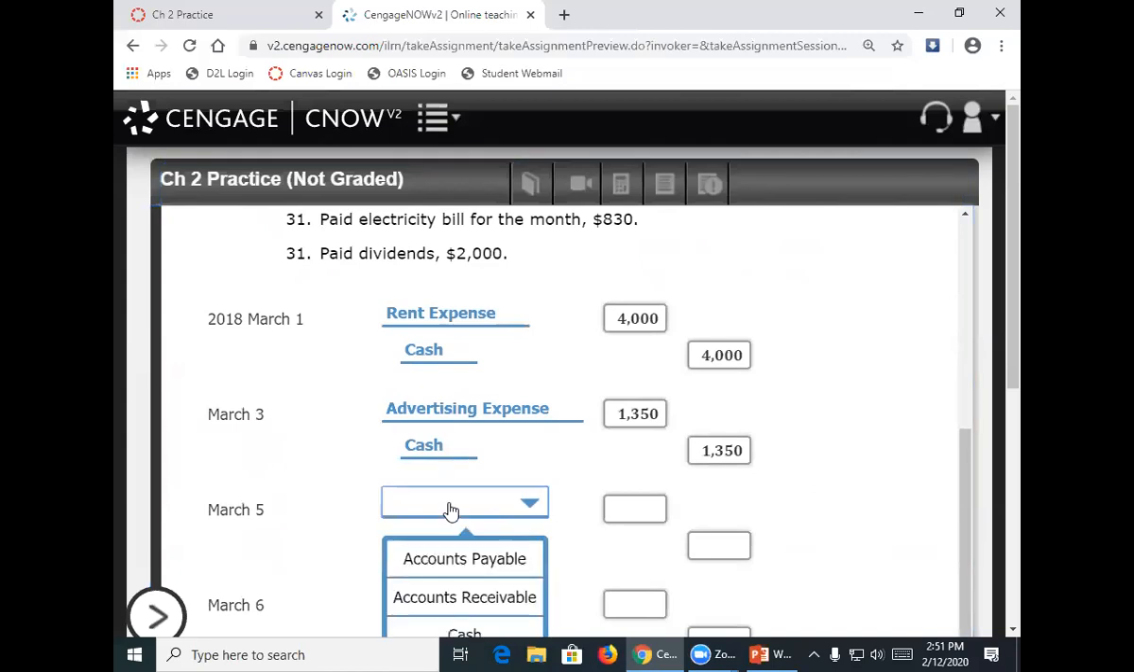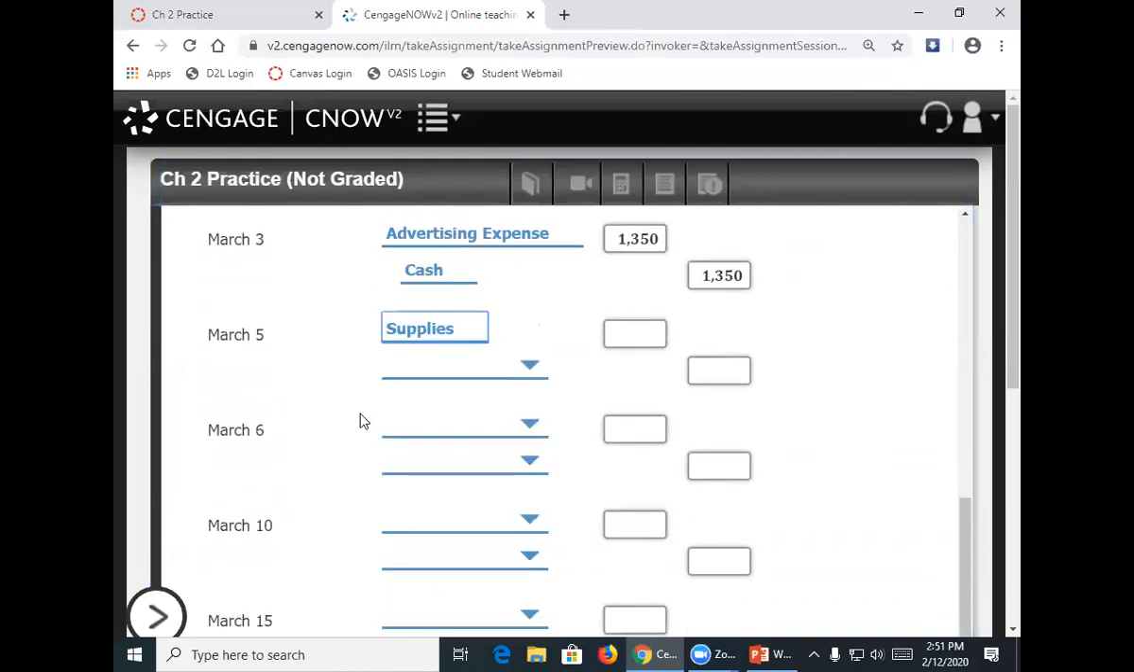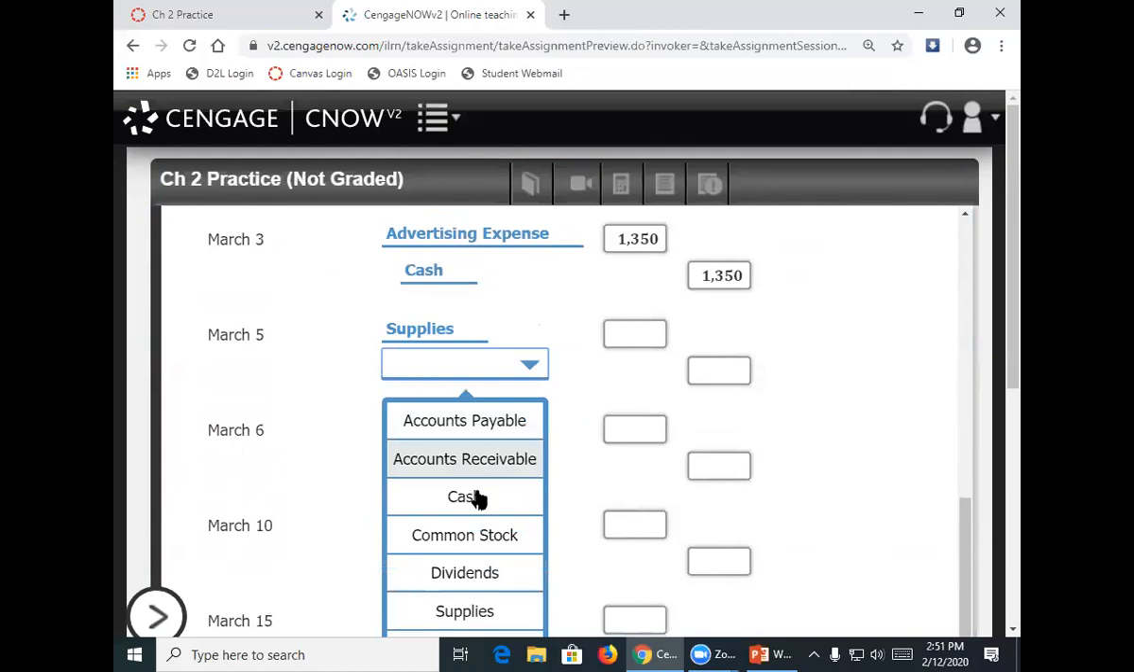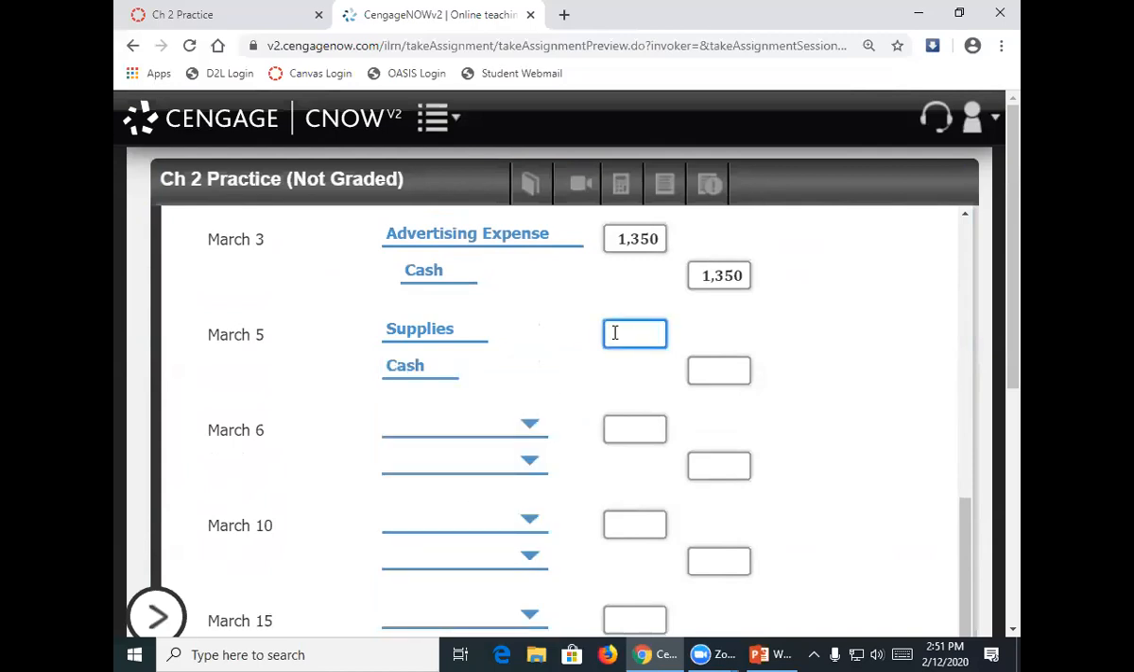We're dealing with two assets though, right? We have supplies, an asset increasing. But we paid for those, so cash is going down, cash is decreasing. So we'll credit cash, 1,800. So there we have two assets. One's increasing, one's decreasing.